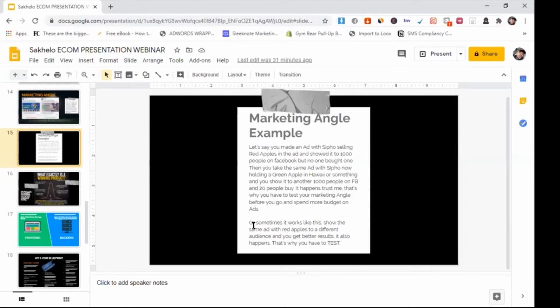Okay, and sometimes it also works this way: you would maybe show the same ad with red apples to a different audience and you'll be getting better results. So I hope you guys get me there. Sometimes it's not really the ad, it's just the audience that you're targeting. So that's why you have to test until you see which one is working the best.